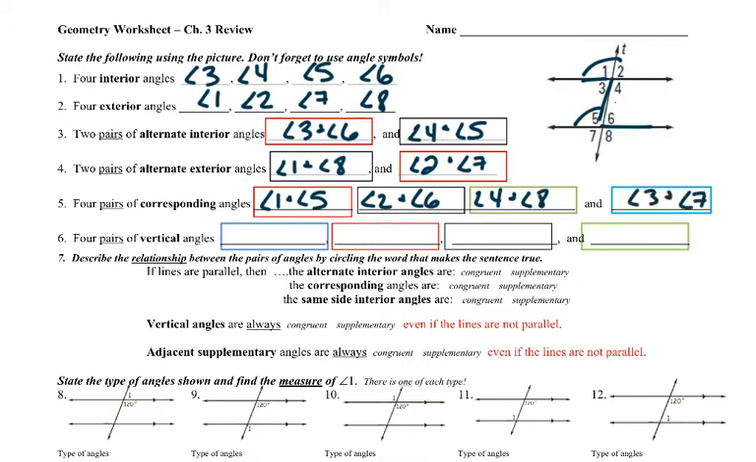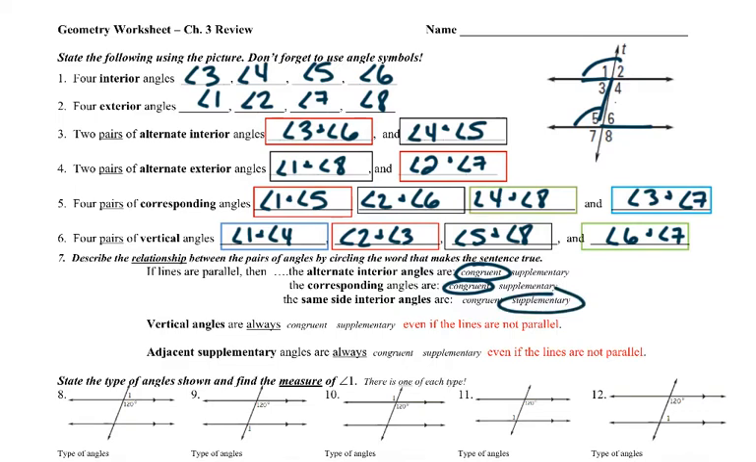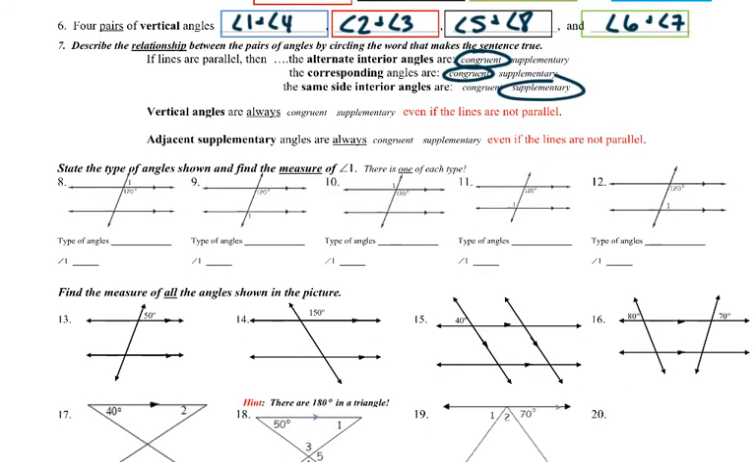And then, of course, the vertical angles we've known for a long time are 1 and 4, and 2 and 3. We know that these are equal, 5 and 8, and 6 and 7. We know our relationships really well, that alternate interior angles are equal and corresponding congruent, and same side are supplementary, as long as the lines are parallel. Vertical angles are always equal, even if the lines are not parallel, and adjacent supplementary are always supplementary, even if the lines are not parallel.